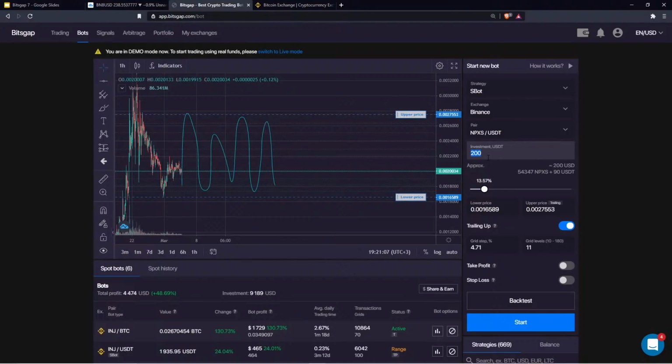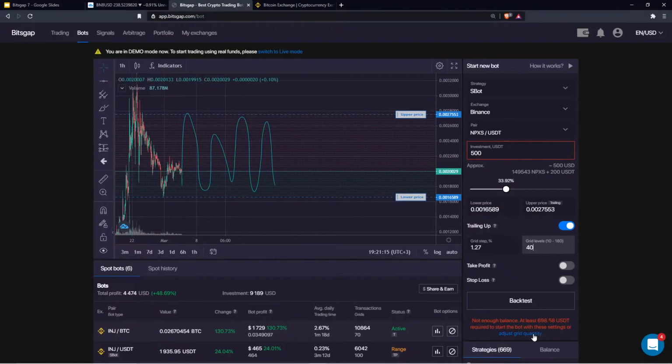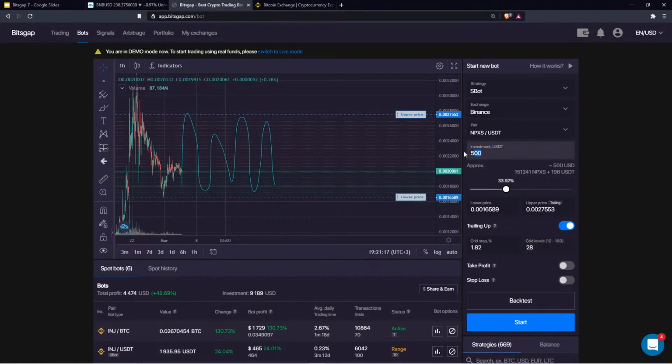Whereas if you increase the allocation, let's say to 500, and of course you can increase the amount of grid levels. Let's see how many we can afford. 28 is the maximum for the 500 USDT. So that's the way you can adjust your investment and the grid quantity. Alright, so you always have to play with the investment, the grid step, and the grid level.